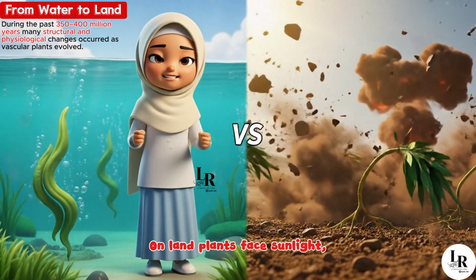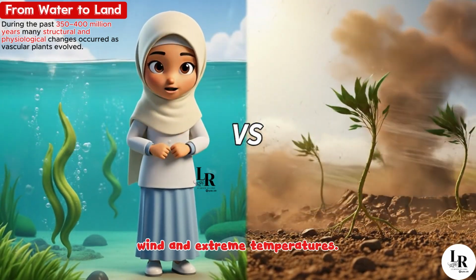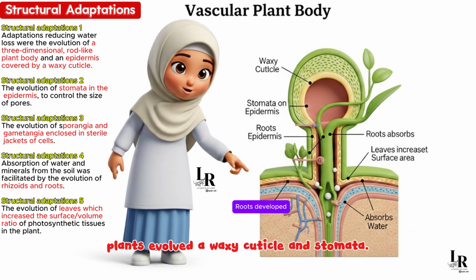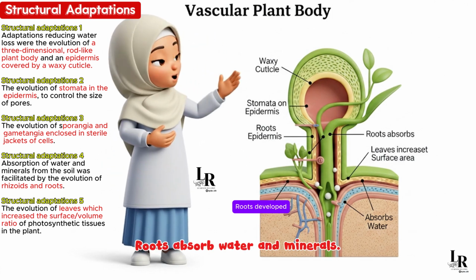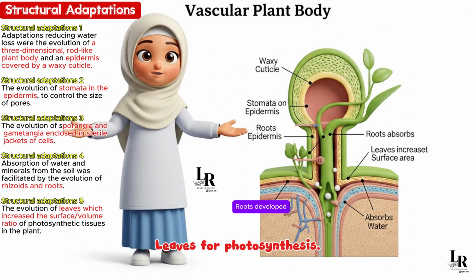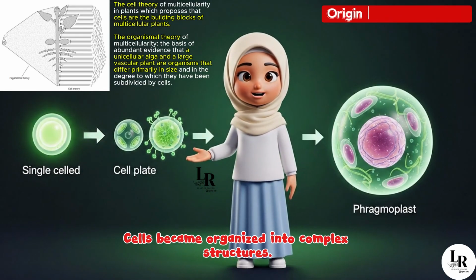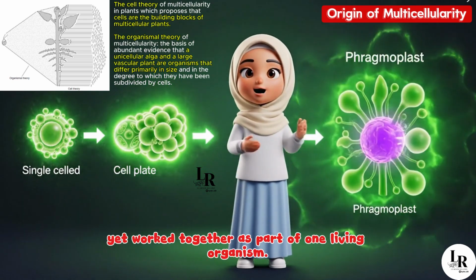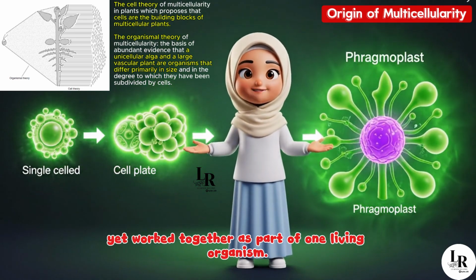On land, plants face sunlight, wind, and extreme temperatures. To prevent water loss, plants evolved a waxy cuticle and stomata. Roots absorb water and minerals, leaves for photosynthesis. Cells became organized into complex structures. Each cell specialized, yet worked together as part of one living organism.